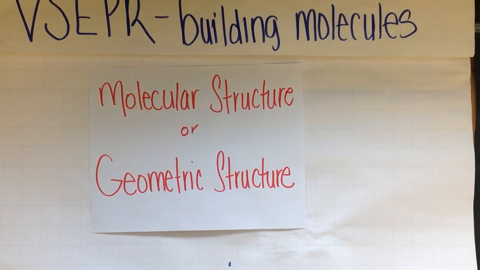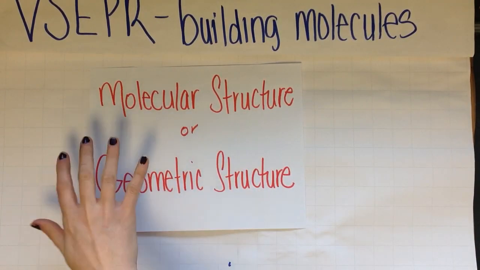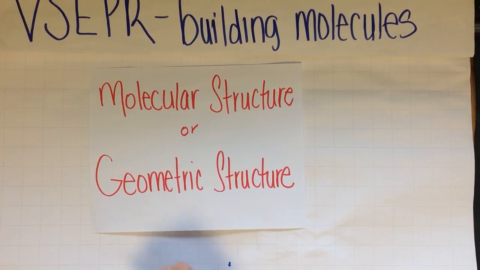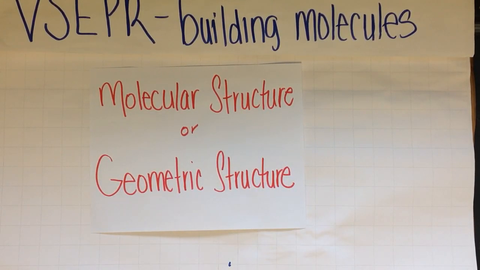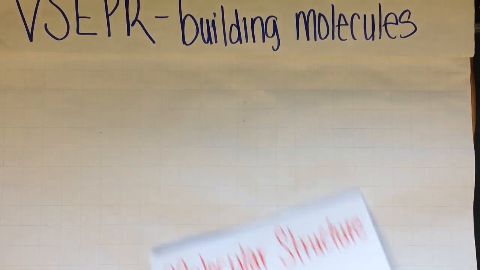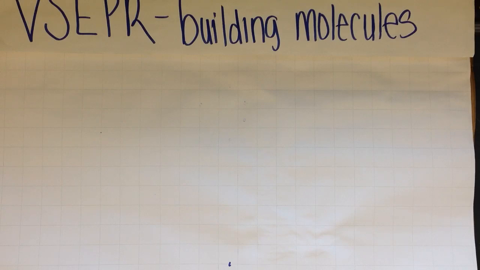This is a flip video about the VSEPR theory and building molecules. To begin with, there are a couple of other names we can use for this video: molecular structure or geometric structure. We're going to learn how to make the different shapes of the molecules that really exist, versus just the one-dimensional ones we draw on our paper.